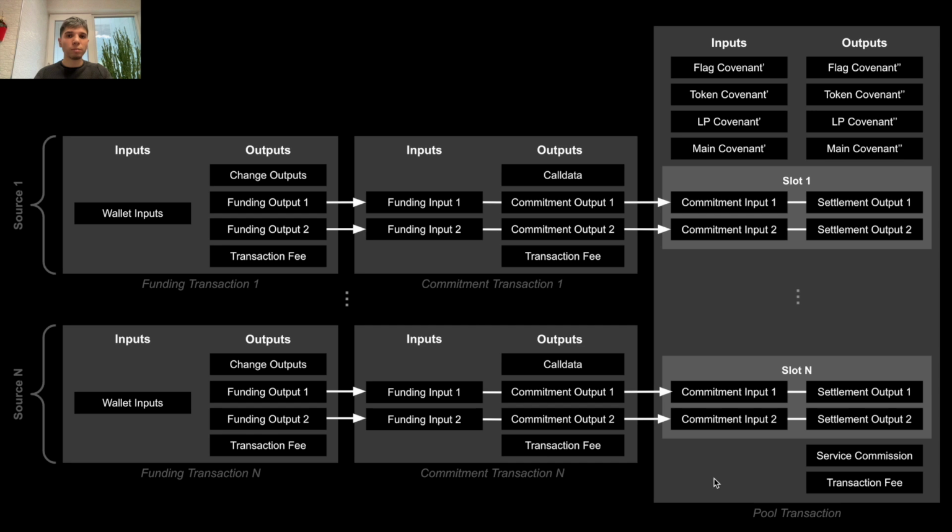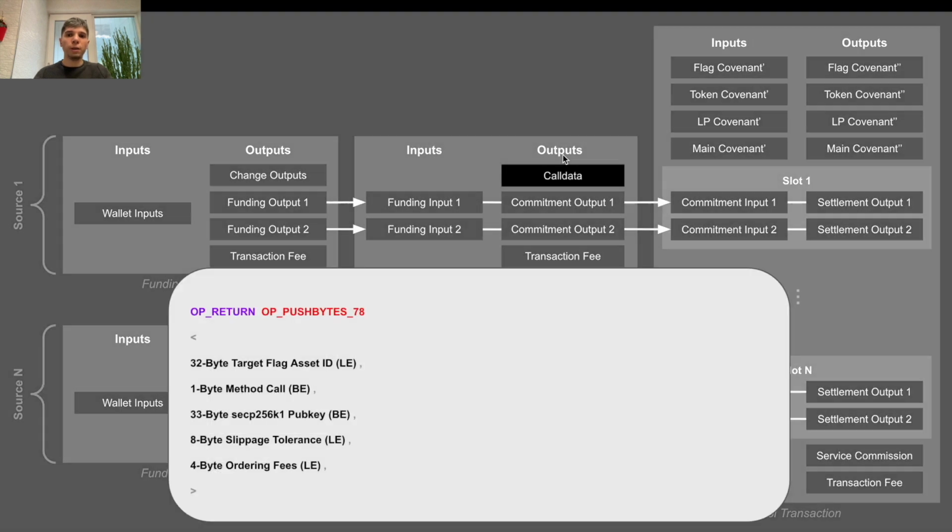So the call data field in the commitment transaction is an OP_RETURN, in fact a 78-byte OP_RETURN concatenating 5 items total. The first 32 bytes is the target flag asset ID that indicates the target asset that I've pointed out earlier, carried by the flag covenants. And the second item is a 1-byte math call that indicates the type of interaction the user is aiming for with the liquidity pool. That could be either swap, liquidity addition, or liquidity removal.